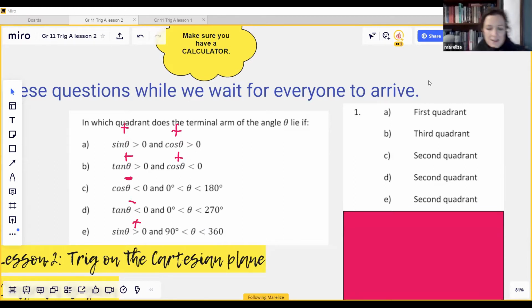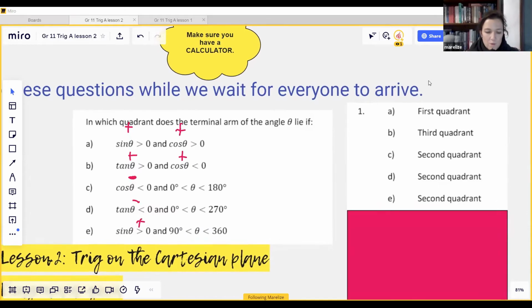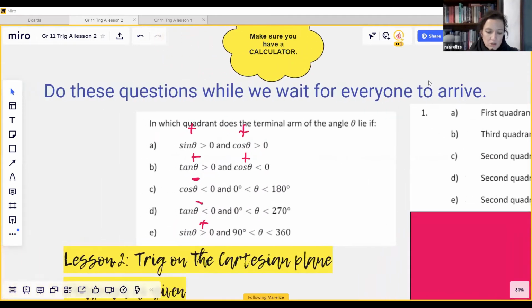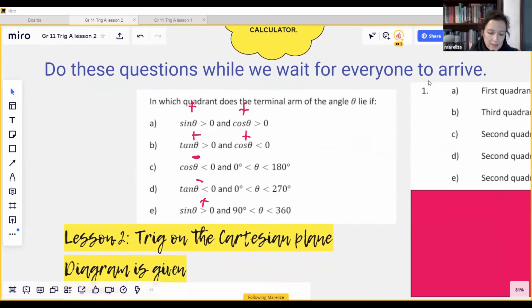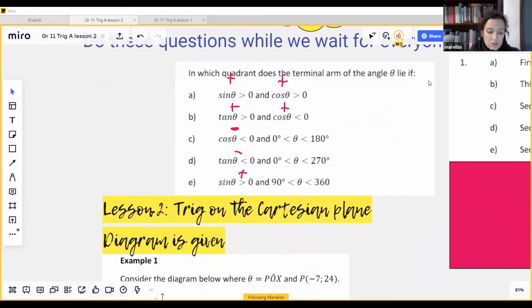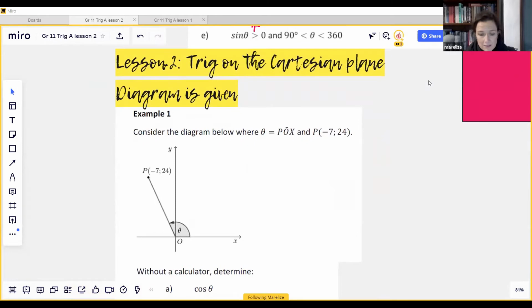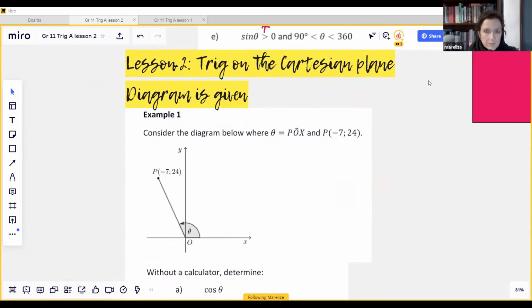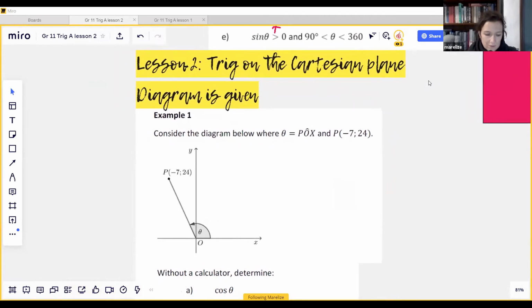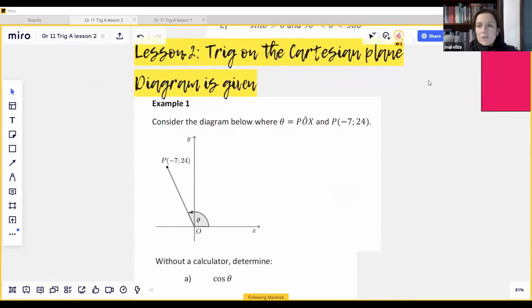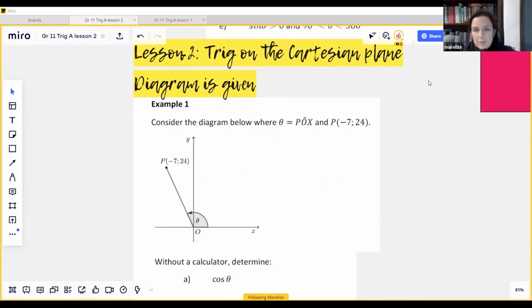Right, good stuff. So that was our little warm-up for today. Just before we start, make sure you've got your calculator. We are going to use our calculators, but we're also going to do some work without calculators. So make sure you've got your calculator ready. Right, so let's get going with trig on the Cartesian plane.